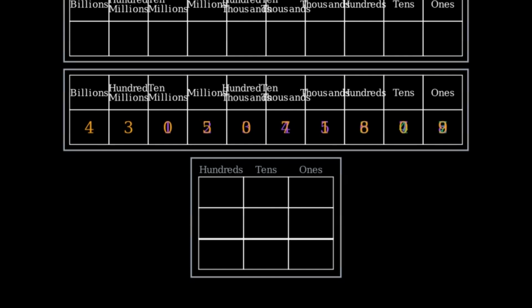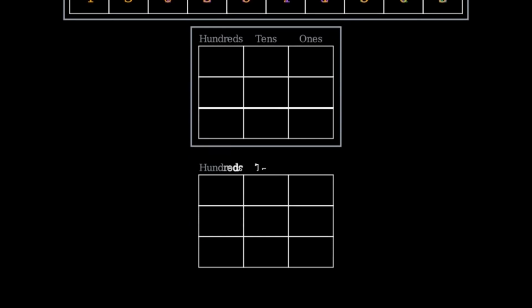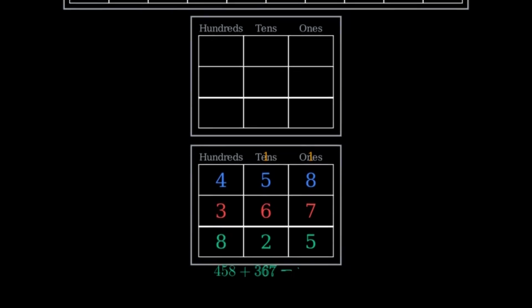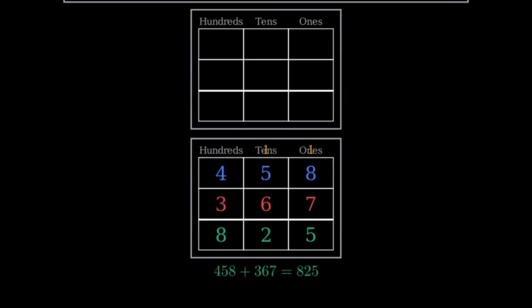We will use 3 methods: the standard column algorithm, expanded form, and a number line strategy. Start with the column layout. Add ones. 8 plus 7 is 15. Write 5 in ones and carry 1 to tens. Add tens. 5 plus 6 plus the carried 1 is 12. Write 2 in tens and carry 1 to hundreds. Add hundreds. 4 plus 3 plus 1 equals 8. Our sum is 825.